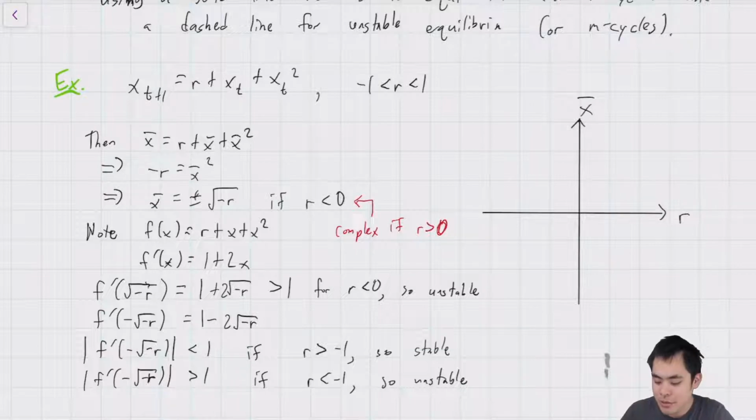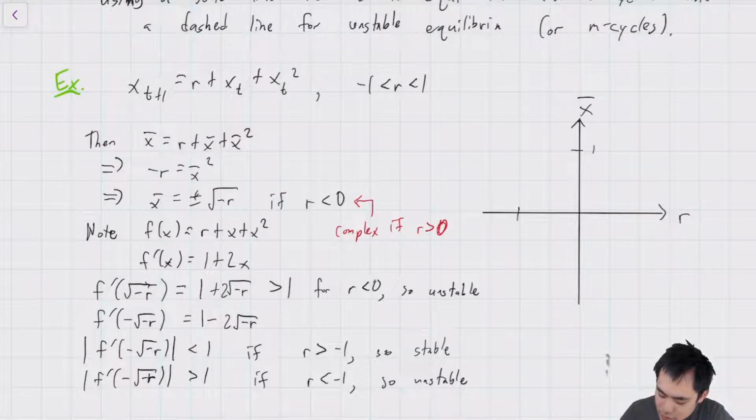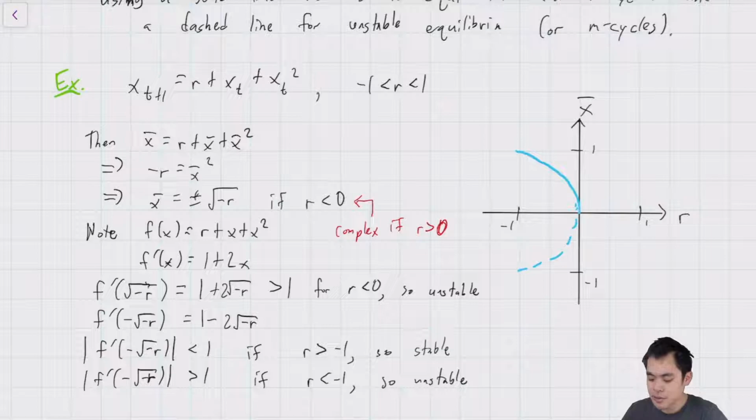And so it turns out that this is just a sideways parabola. So let's do the positive one first. So that's unstable, right? Say this is 1 and this is -1. And we're only going to care about it in this range. And it's unstable below the negative eigenvalue. The negative equilibrium is unstable.